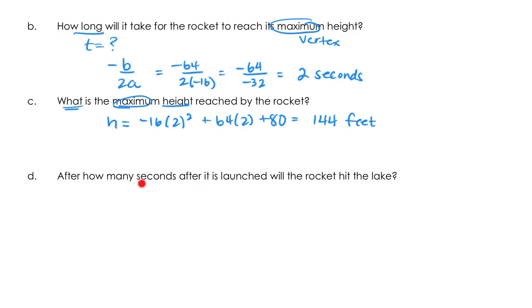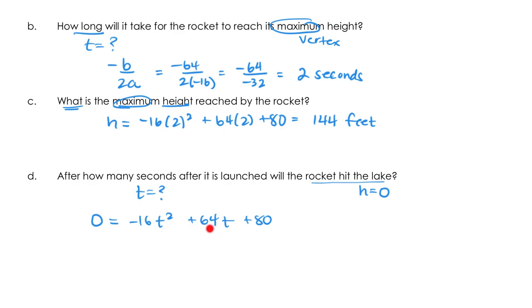The next part is asking us how many seconds again. Again, that's asking for us what is t when it's launched and the rocket will hit the lake. So that is like hitting the ground, and that's saying h is 0. So we plug that back into our original equation, which would give us 0 equals negative 16 t squared plus 64 t plus 80. So again, I like to look for a greatest common factor.